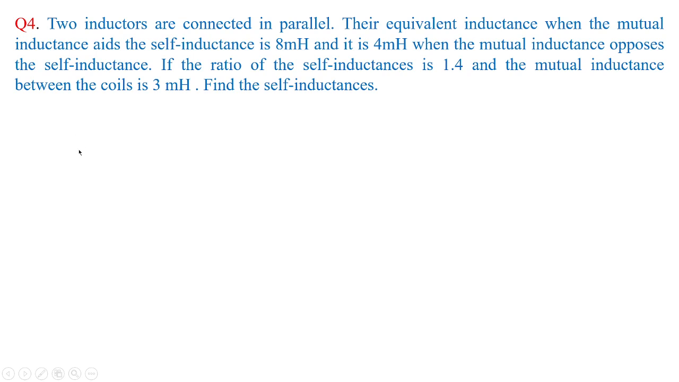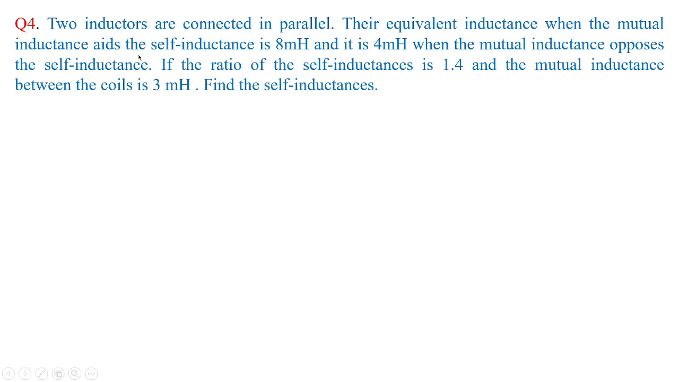In another problem, two inductances are connected in parallel. Their equivalent inductance when the mutual inductance aids the self inductance is 8 millihenries, and it is 4 millihenries when the mutual inductance opposes the self inductance. If the ratio of self inductances is 1.4 and the mutual inductance between the coils is 3 millihenries, find the self inductances. So here we have to find out what is L1 and what is L2.